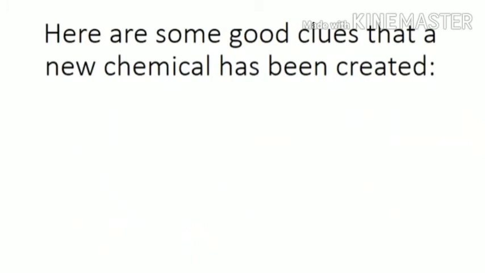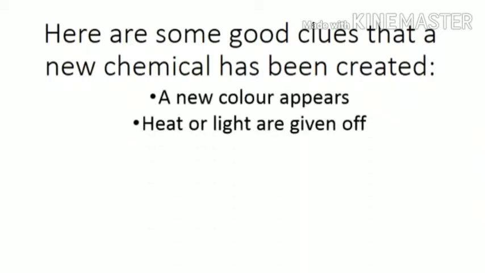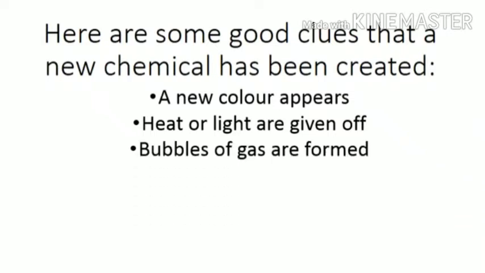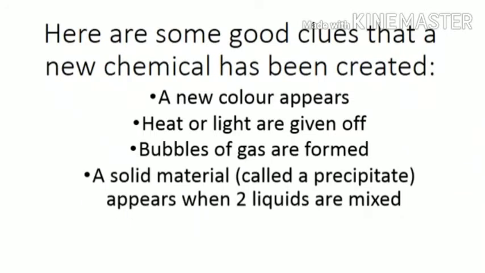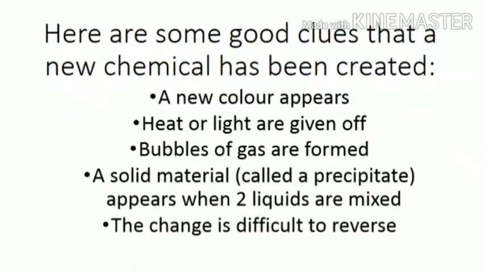Let us look at some clues that will let us know whether a new chemical is created or not. And we have discussed this before also. A new color appears, heat or light are given off, bubbles of gases are produced, or solid material, that is in the form of precipitate, may appear when two liquids are mixed. The change is difficult to reverse. It is generally irreversible. It cannot be undone.